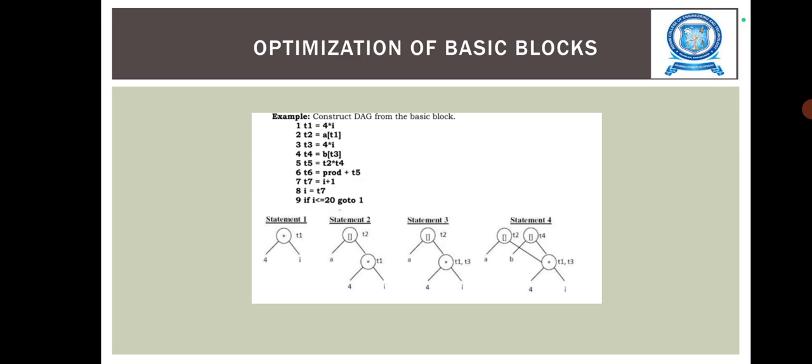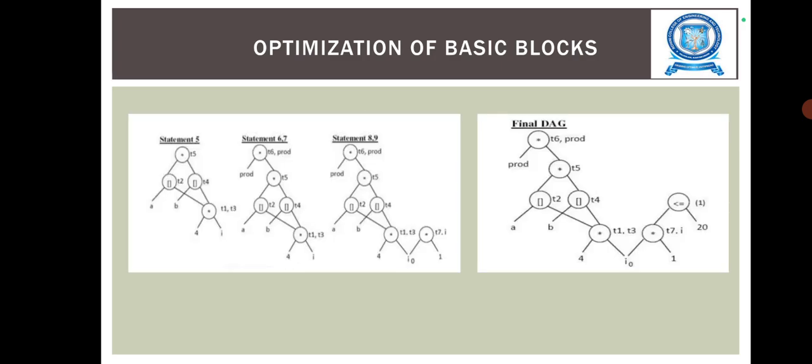Then the next statement is T3 = 4 * I. Then next you draw the diagram for T4 = B[T3]. Likewise, you have to draw each and every expression. Finally, you will get one directed acyclic graph.